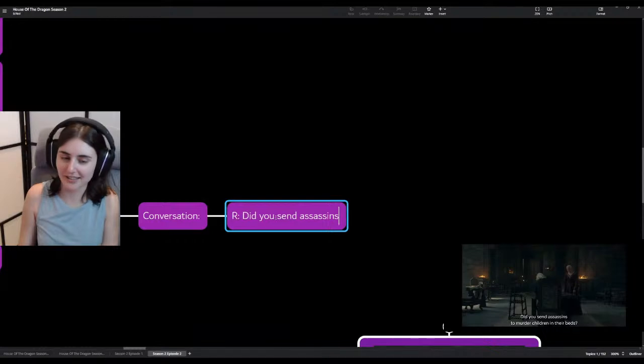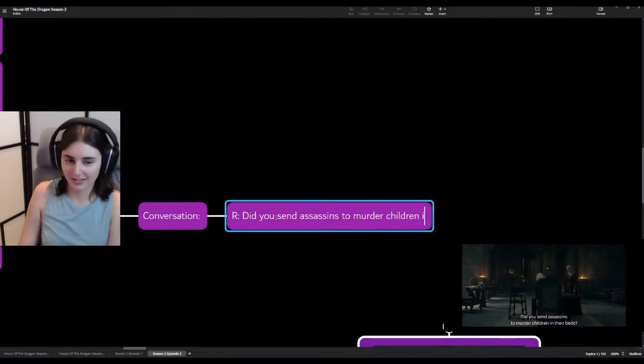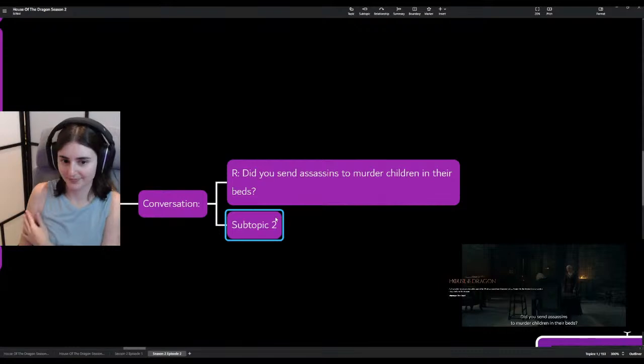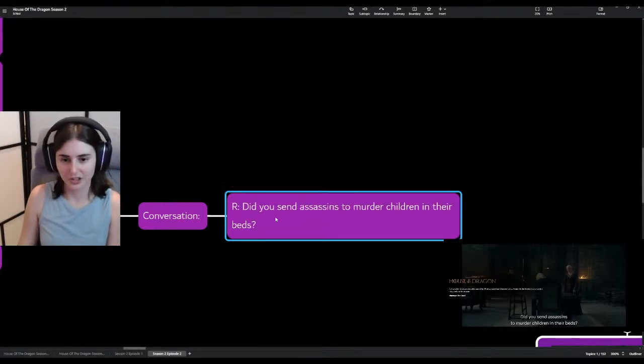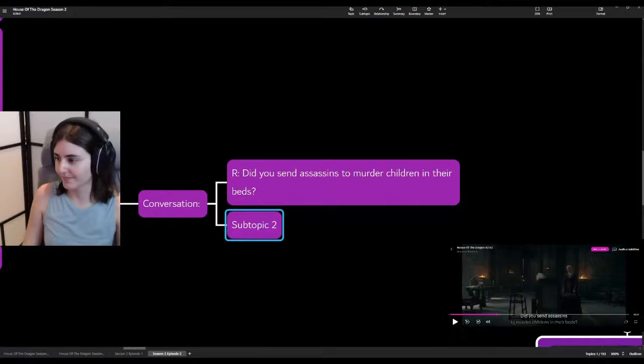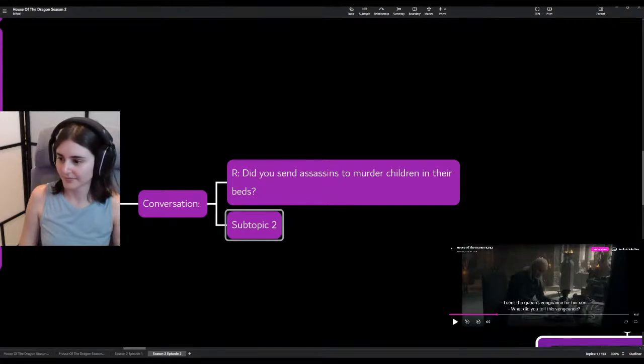I said I wasn't going to get the exact words, but look at you. I shouldn't read chat when I do this. Okay. Should I do it downwards? Sent the Queen's vengeance. Assassins to murder children in their beds. I sent the Queen's vengeance for her son.